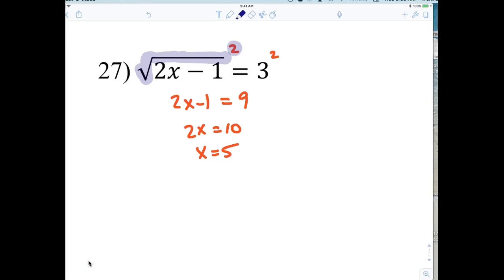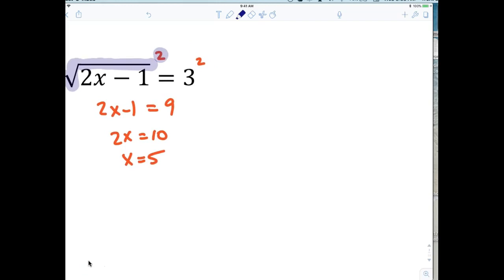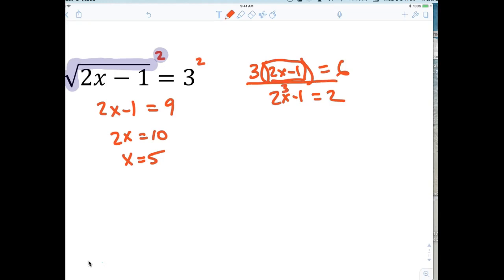Let me give you an example of that, which I think is important. If I had 3 times 2x minus 1 equals 6, I can say 2x minus 1 equals 2. Do you agree? Because I just did what? Divided by 3, right? So none of this changed, because I undid the multiplying by 3.